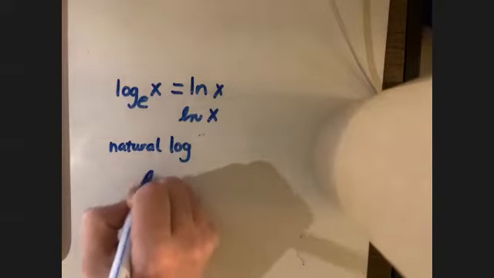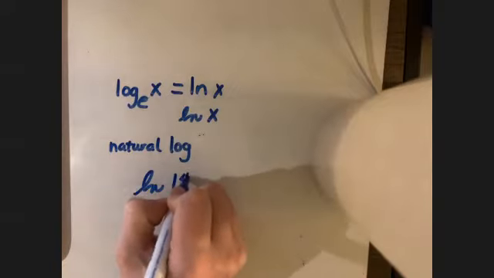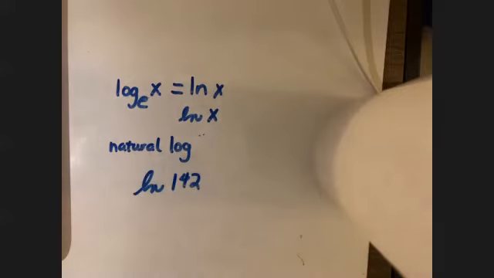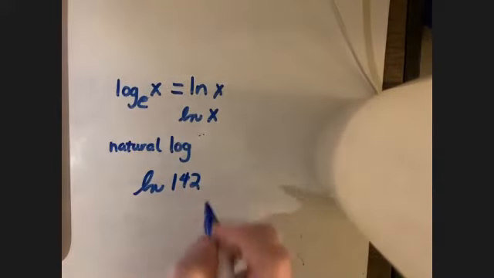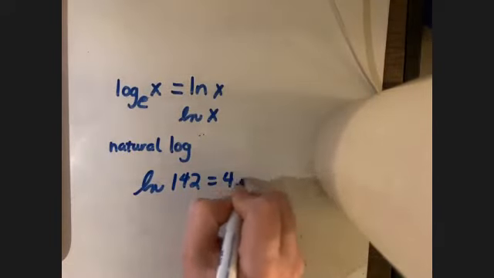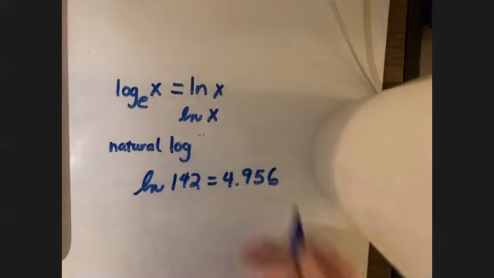Now, looking at a couple of examples, I can do natural log of 142. This is that natural log button that is down here on your calculator. So natural log of 142, and this is going to be 4.956 roughly. And I did round that a little bit. So we can have all of those kind of same things where you're doing those values.